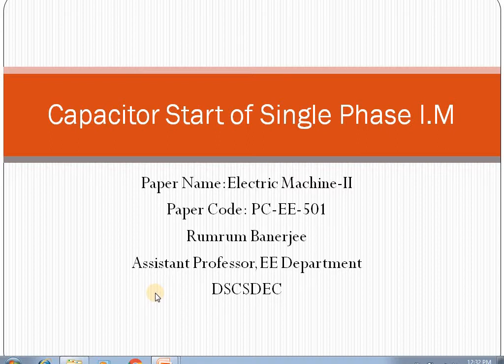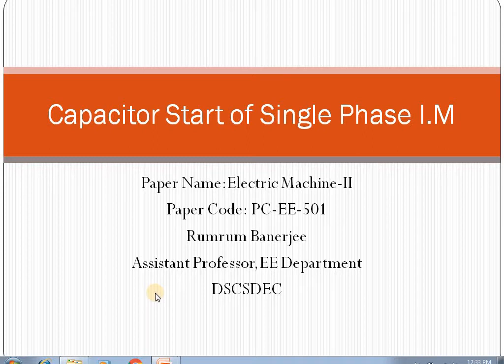In my last lecture, we started with the capacitor start induction motor, and we showed that there are three types of capacitor start motor. One is the capacitor start motor. Second, the capacitor start, capacitor run motor. Third, the permanent capacitor type motor. In my last lecture, I discussed the capacitor start motor.